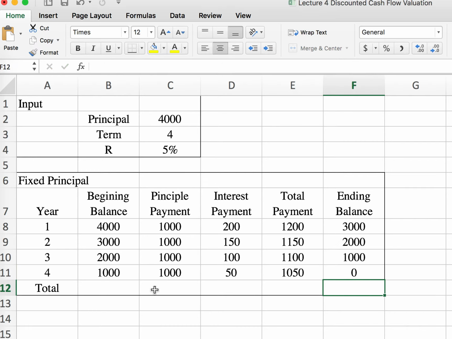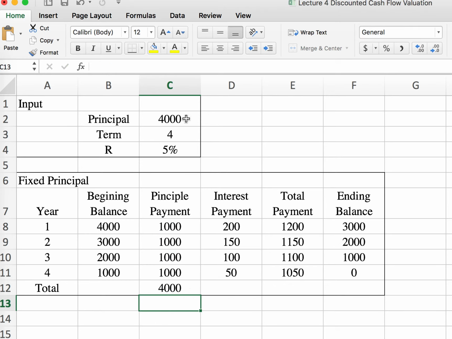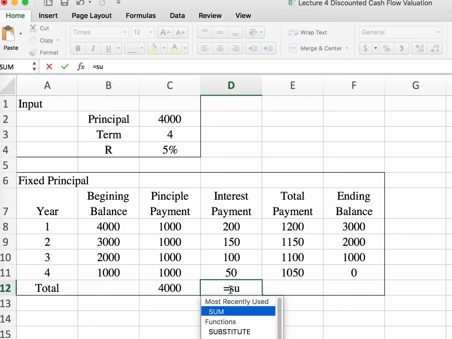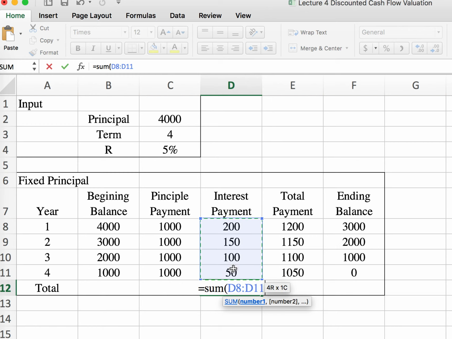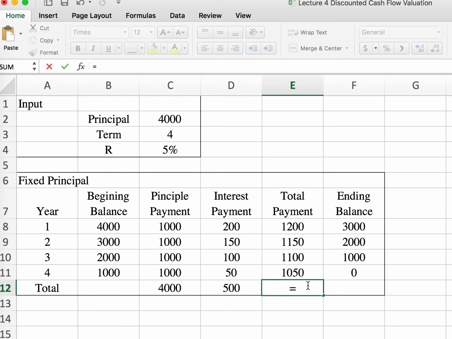That's 0. So we can do a bit of calculations for the total. In total, you have paid a sum of principal that's $4,000, exactly the $4,000 we have borrowed. And the interest payment is going to be this much, $500. And the total payment is going to be $4,500.